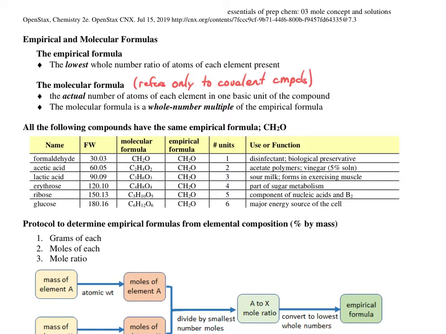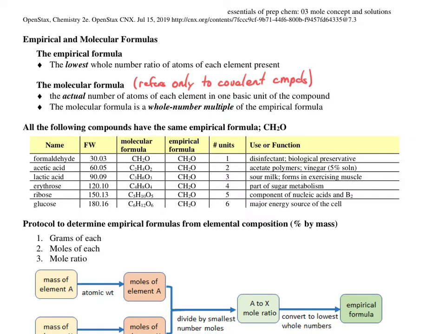For example, if we look at all of these compounds, we see that they have different molecular formulas, different formula weights, but they have the same empirical formula. So even though they have different numbers of carbons, hydrogen, and oxygen in each molecule, the ratio of carbon to hydrogen and oxygen is always the same. There's 1 carbon to 2 hydrogens to 1 oxygen. So this is how the molecular formula can be different from the empirical formula.